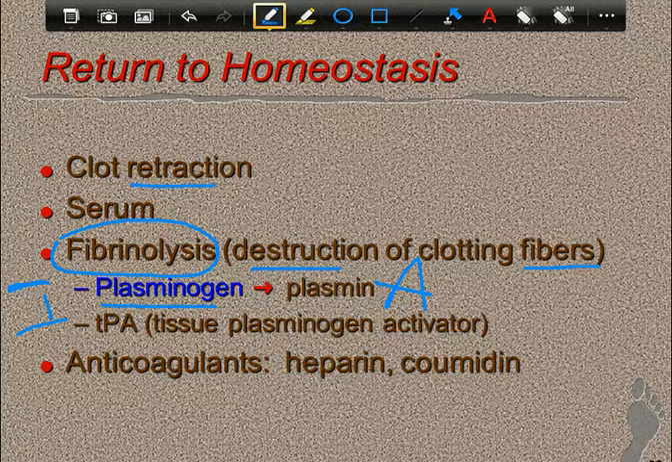For people that have excess clotting, you can give tissue plasminogen activator, which will also enhance this. And obviously, you can also give anticoagulants.